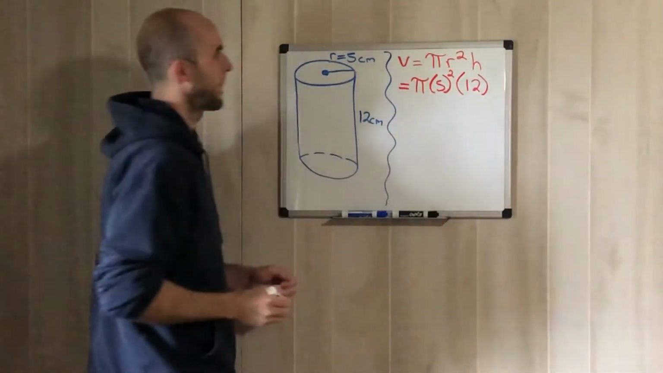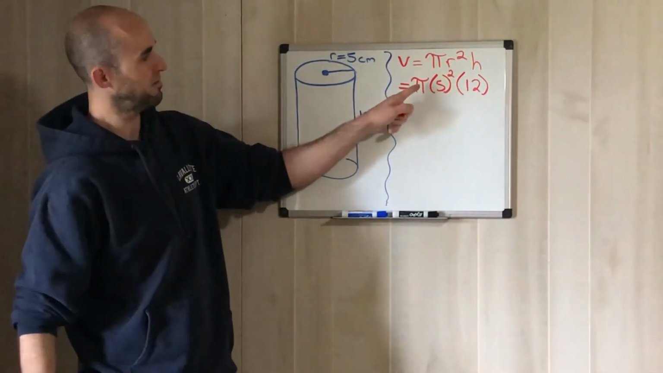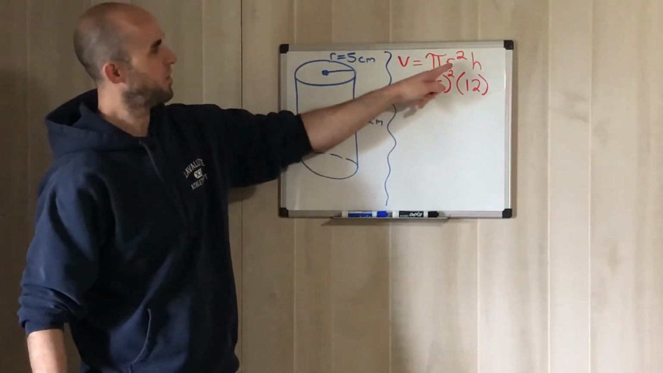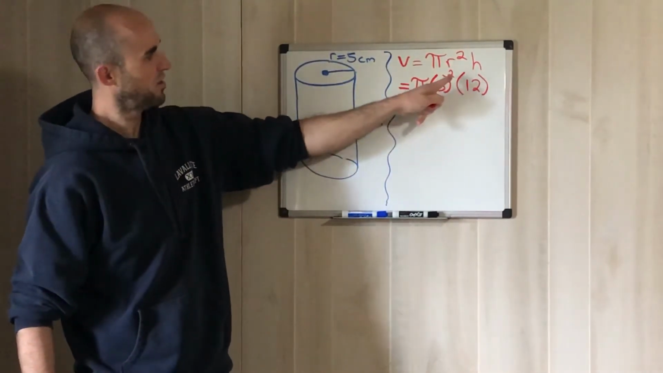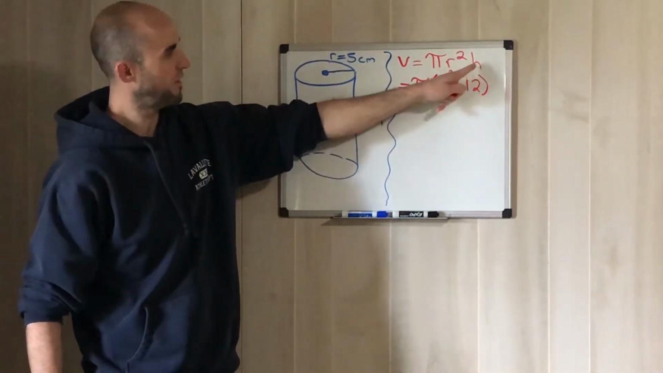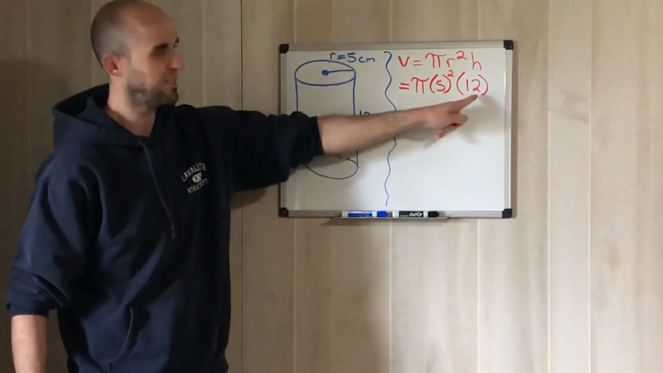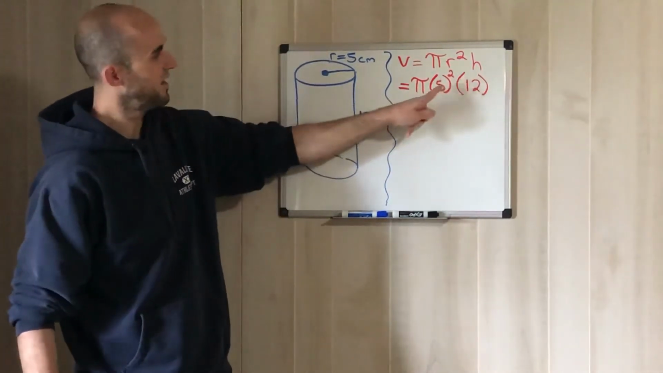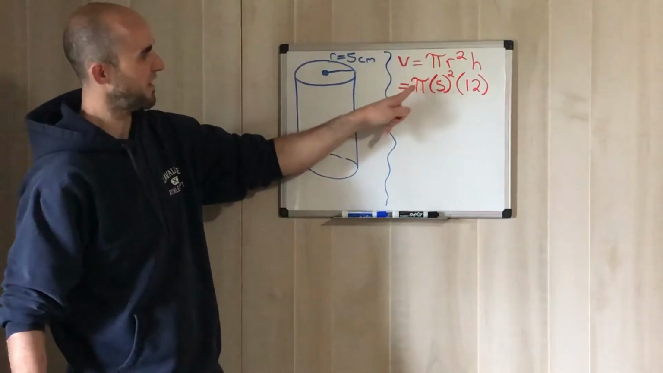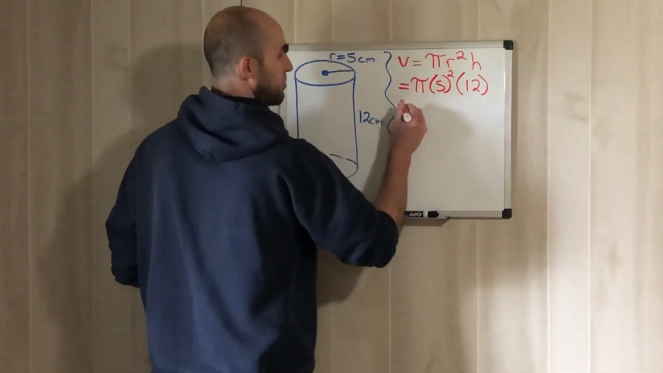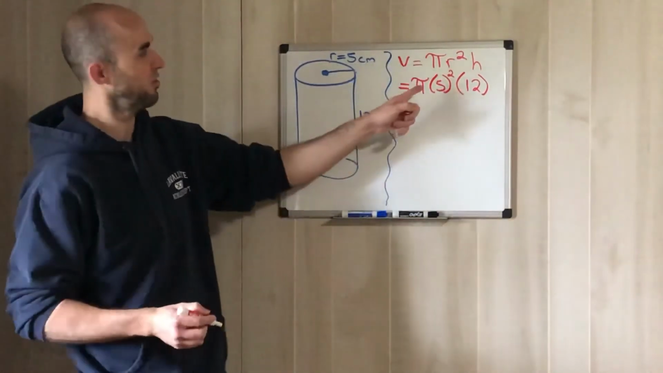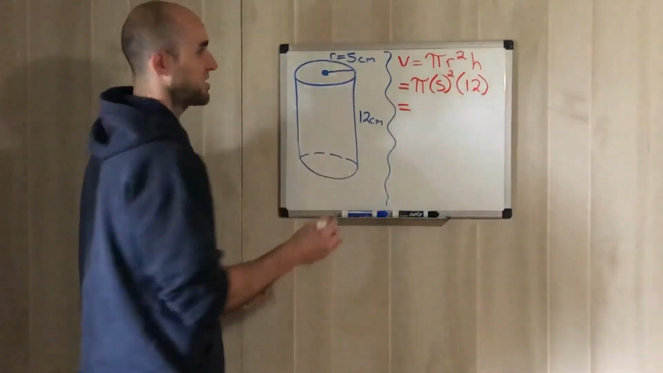So again, all we did was just substitute. Pi is there. We know that the radius is 5, so we substituted 5 squared. And then we know that the height is 12, so we substituted 12. The pi stays the same, square stays the same. And before you start multiplying everything, let's just literally do the exponent first, because it always comes first.